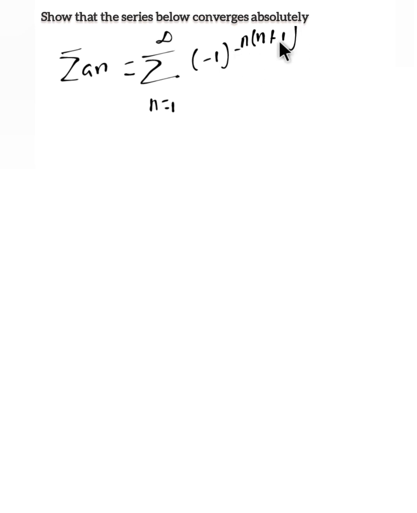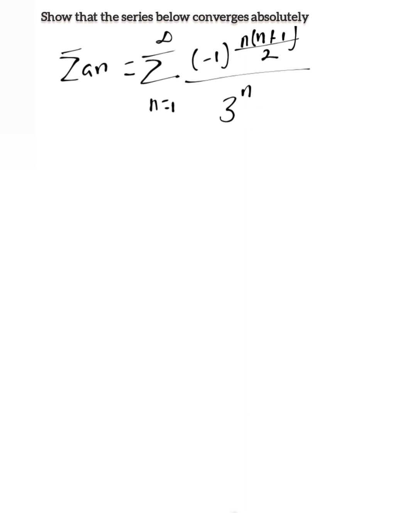Example 1. Show that the series below converges absolutely. The series, the summation of an, which is equal to the summation from n equals 1 to infinity of minus 1 raised to the power of n times n plus 1 over 2, all divided by 3 raised to the power n. So we're going to show that this given series converges absolutely.